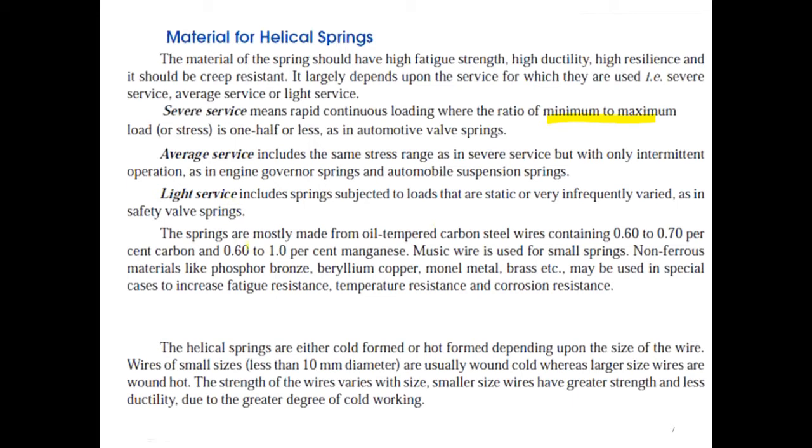The springs are mostly made of oil-tempered carbon steel wires containing 0.6 to 0.7% carbon and 0.6 to 1% manganese. A music wire is used for small springs. These are the examples given. The helical springs are either cold formed or hot formed depending on the size of the wire. Basically, wire of small size, less than 10 mm, is usually wound cold, whereas large size wires are wound hot. The strength of the wire varies: the smaller the wire size, the greater the strength and less ductility, due to the greater degree of cold working.